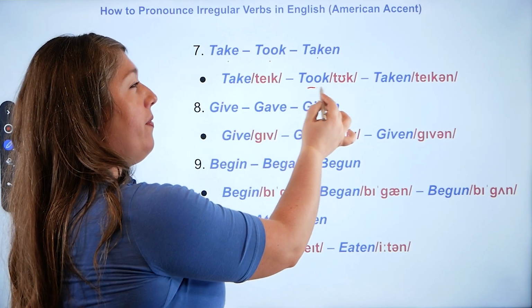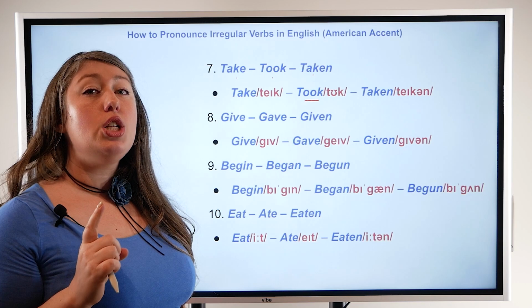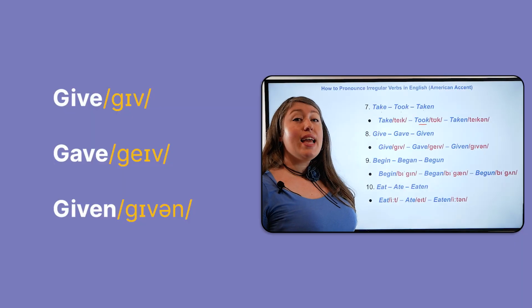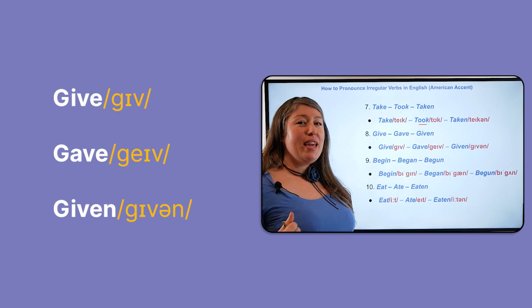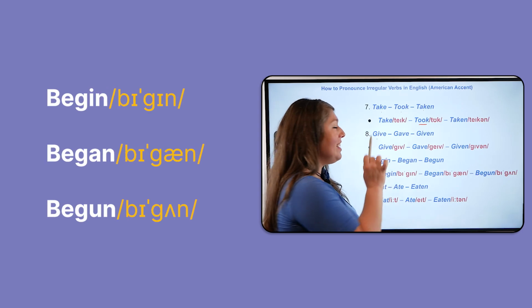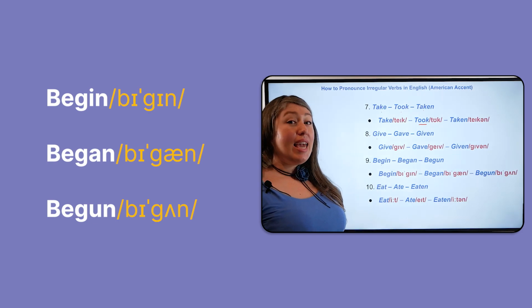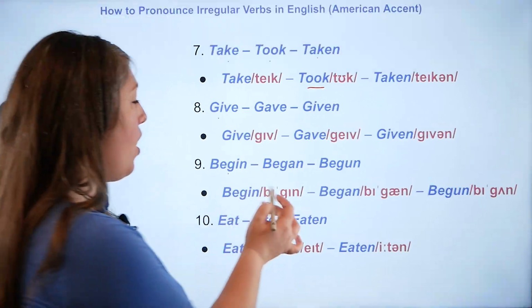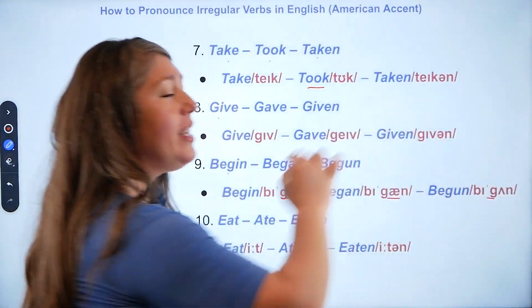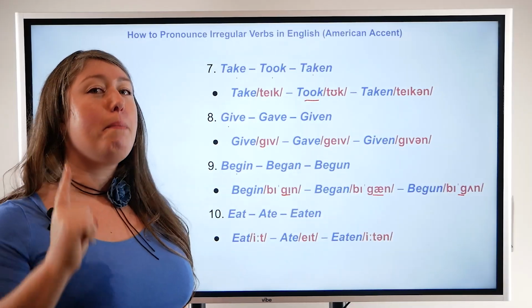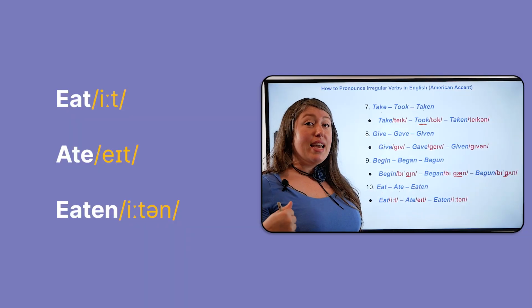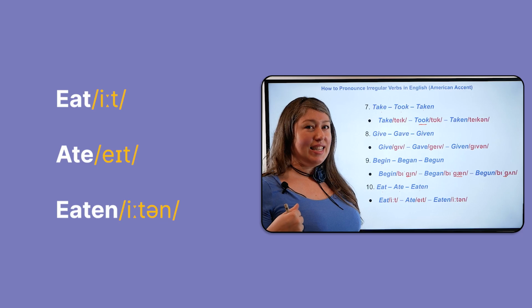Now be careful here. It's not took, it's took, took. And here, give, gave, given. Say it with me. Give, gave, given. And this should look familiar. Begin, began, begun. Where's the stress? That's right, it's on the second syllable every time. Begin, began, begun. And eat, ate, eaten. Say it with me. Eat, ate, eaten.